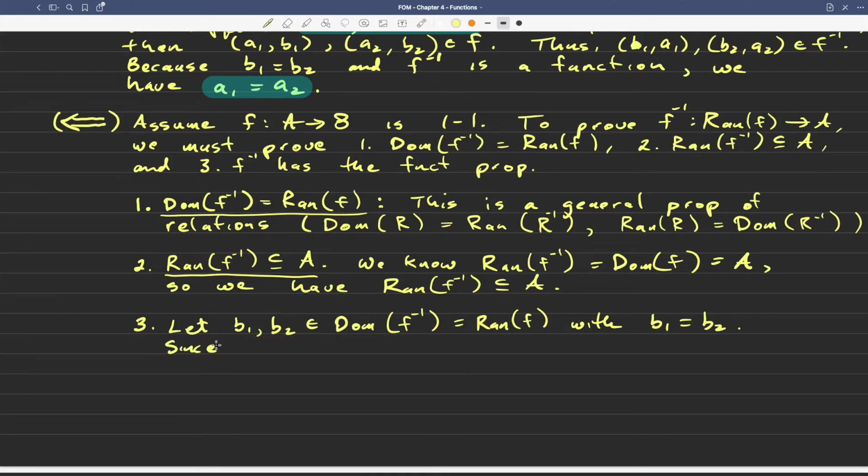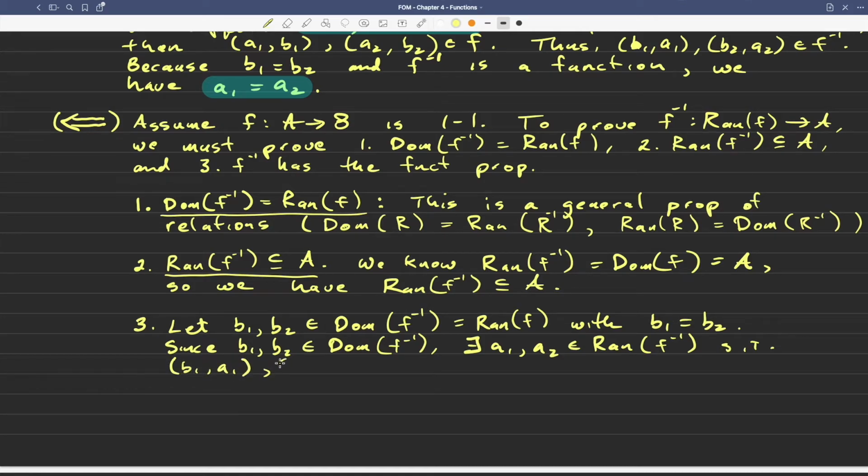Because we know b1 and b2 are in the domain of f inverse, we can use the definition of domain to call into existence elements that pair with the b1 and the b2. So since b1 and b2 are in the domain of f inverse, there exist a1 and a2 in the range of f inverse that pair up with b1 and b2. So they're in the range, so a1 and a2 are the second components, and b1 and b2 are in the domain, so they're the first components. So you get b1 comma a1 and b2 comma a2 are in f inverse.